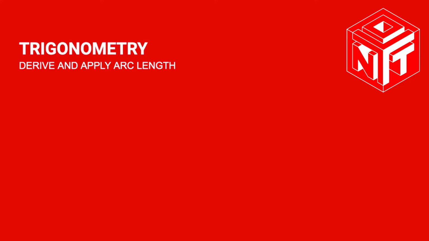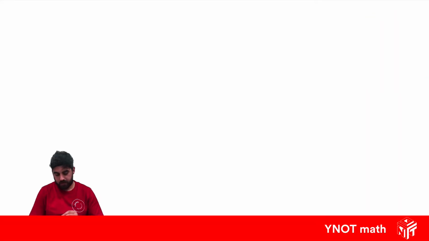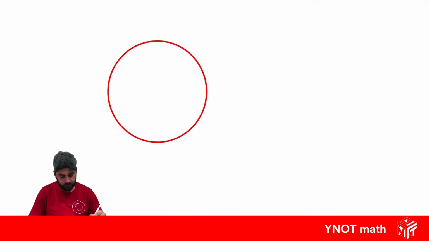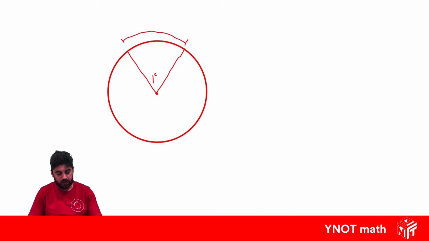Derive and apply arc length. So here we're going to look at how we can derive and apply an arc length of a circle in radians. So let's draw a circle and let's mark in the center, and let's mark out 1 radian. So this is 1 radian, and we know the arc length of 1 radian is the radius of the circle.